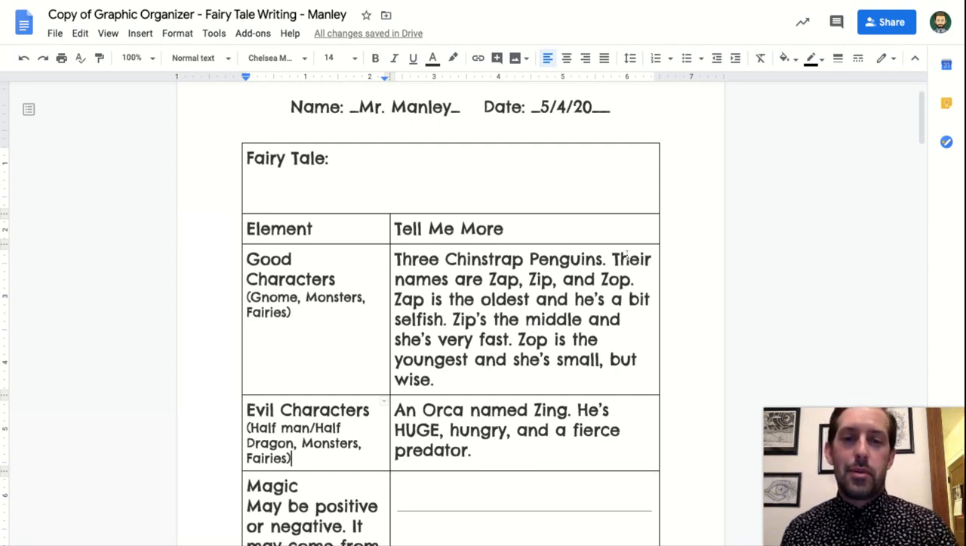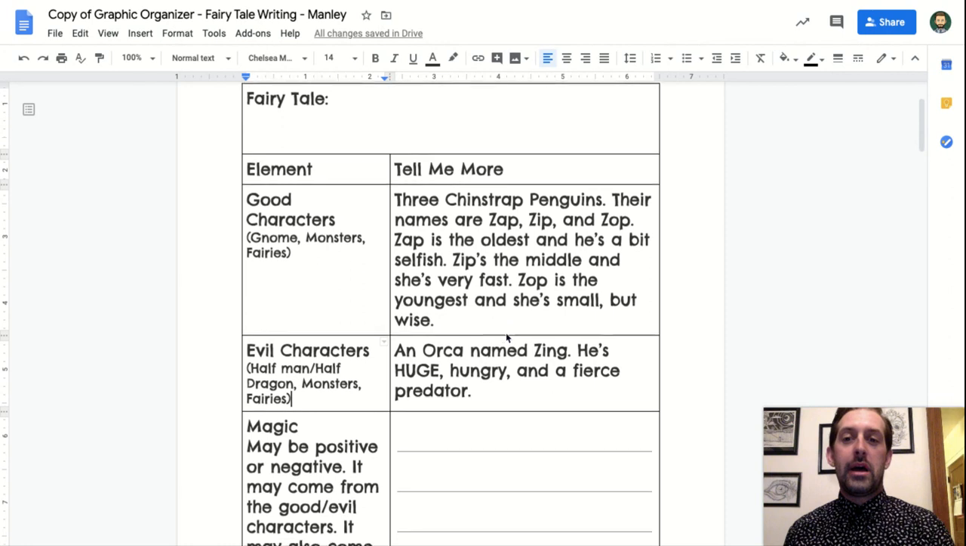My chinstrap penguins' names are Zap, Zip, and Zop. And Zap is the oldest, and he's a bit selfish. Zip's the middle, and she's very fast. And Zop is the youngest, and she's small but wise. And my orca has been given the name Zing, and he's huge, hungry, and a fierce predator.